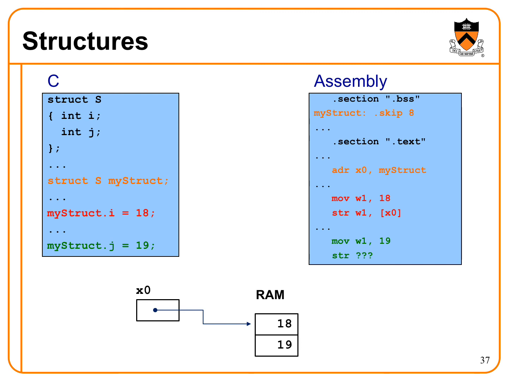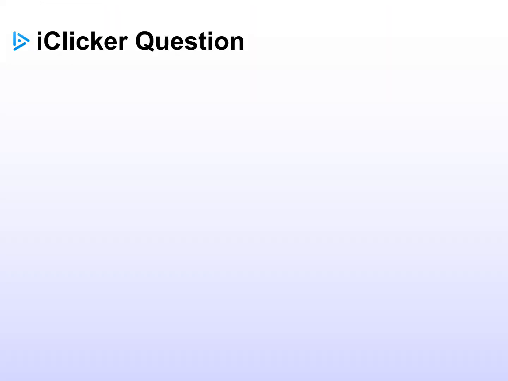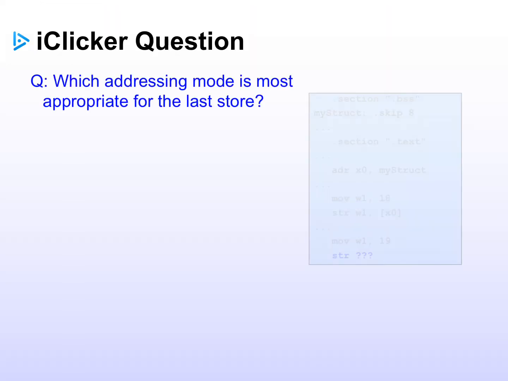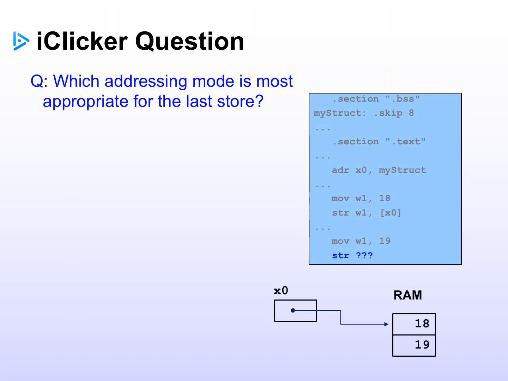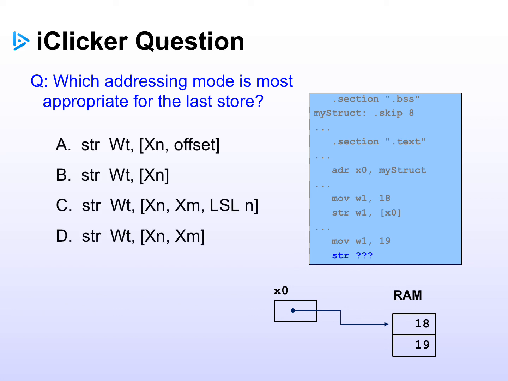Now for j. What's the address of j? Well, here we say, okay, it's going to be 4 bytes later. How can we get that programmatically in assembly language? Here's our program, our setup. Which of these is the most appropriate for the last store?